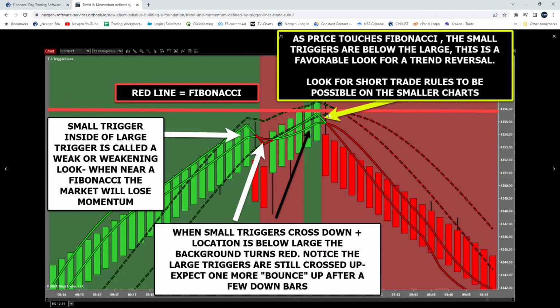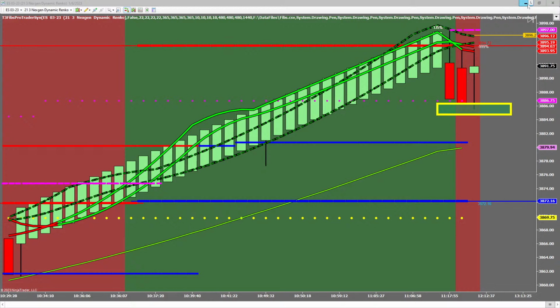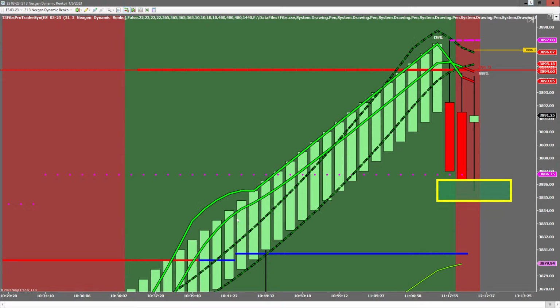It's just what they do. I don't know why, but look, we can see it. We know it happens most of the time. And again, this is why you don't get overly married to the first short after such a strong run up.